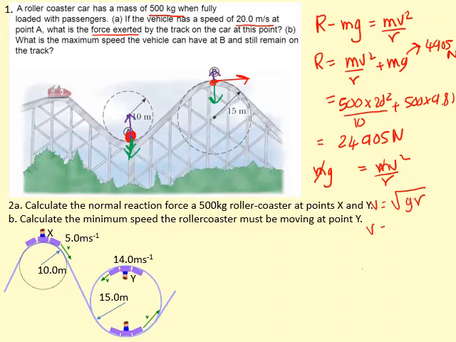So if we do the maths there, the square root of 9.81 times the radius, which is 15, you get a maximum speed he can go of 12.13 meters per second. So if he goes faster than 12.13 meters per second here, he will lose contact with the track.